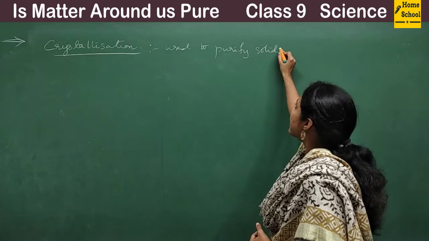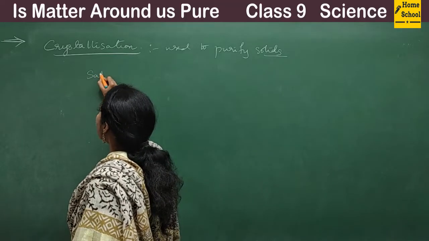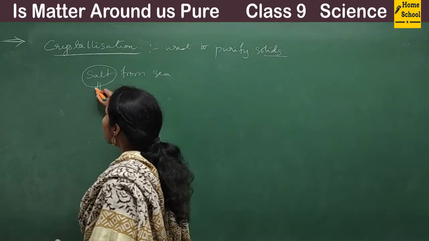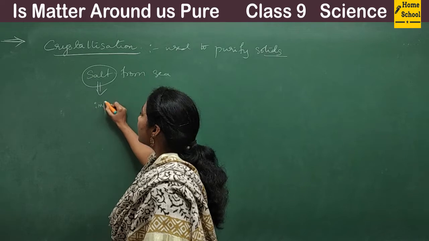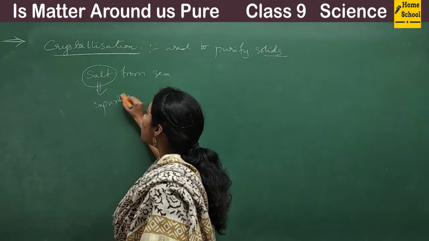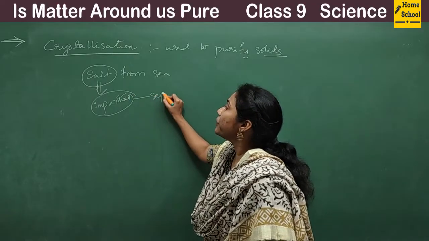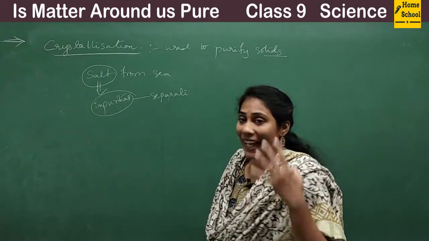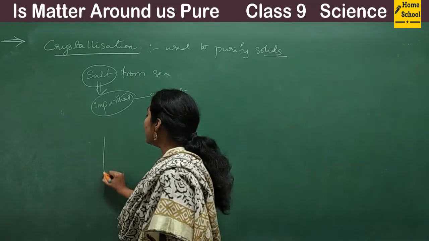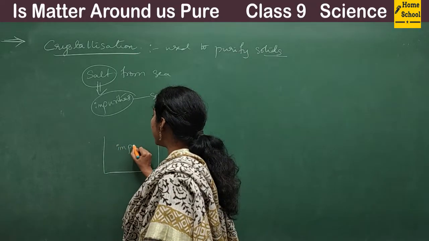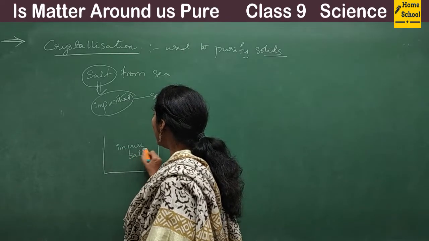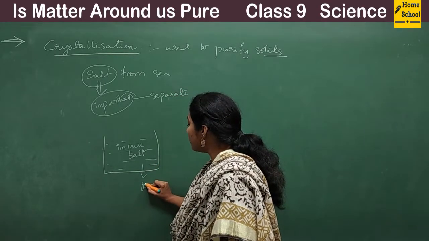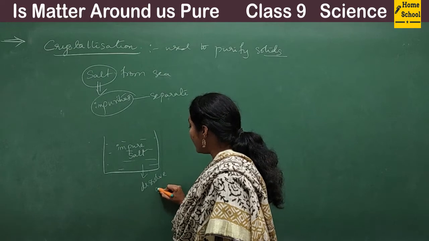Okay. For example, you have got a salt from the sea. This salt would have lots of impurities, so your aim is to separate these impurities. Then we can use a technique called crystallization. What we actually do in crystallization is take this impure salt in a beaker and try to dissolve it in some solvent.